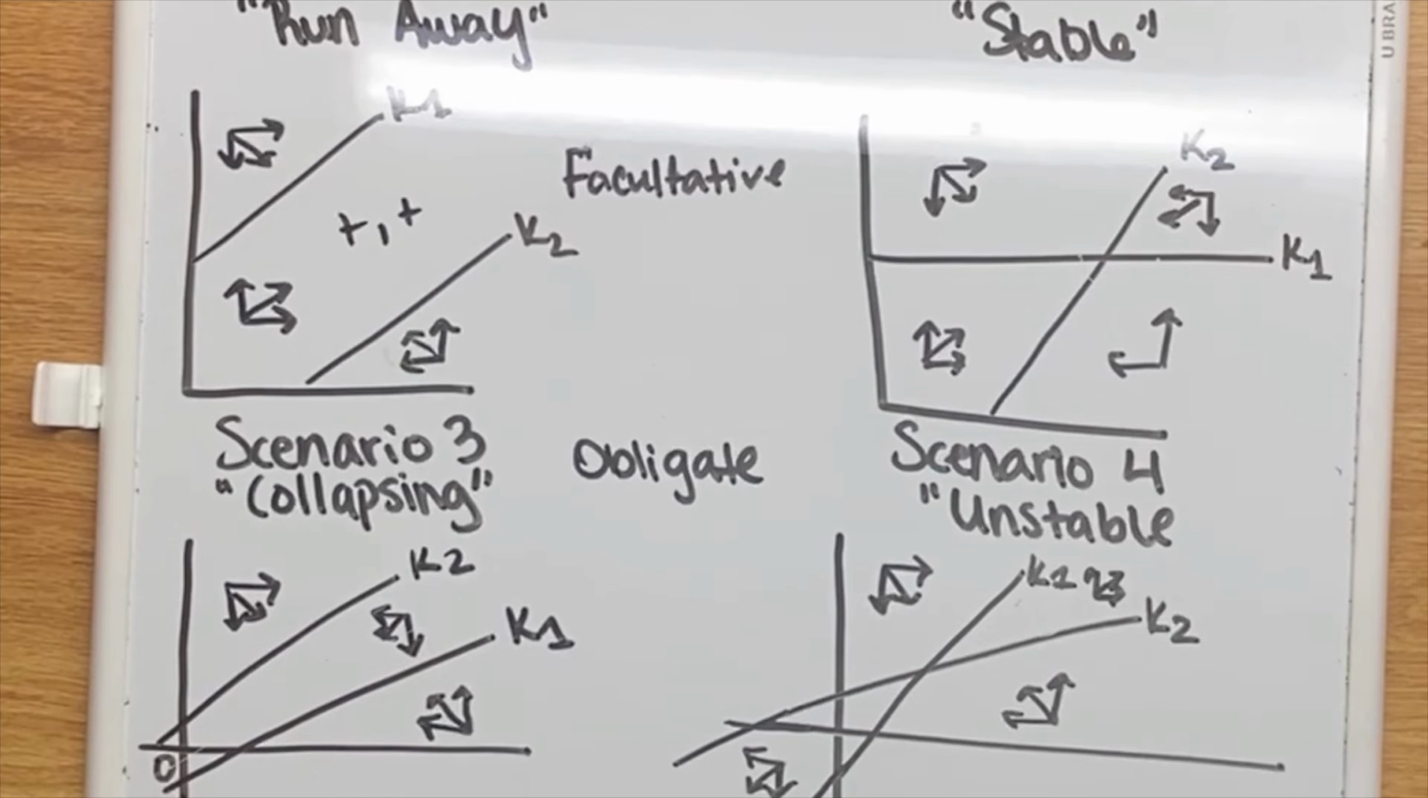In this model, there are 2 outcomes. Either one species grows while the other declines, or they both decline. There is no happy middle.